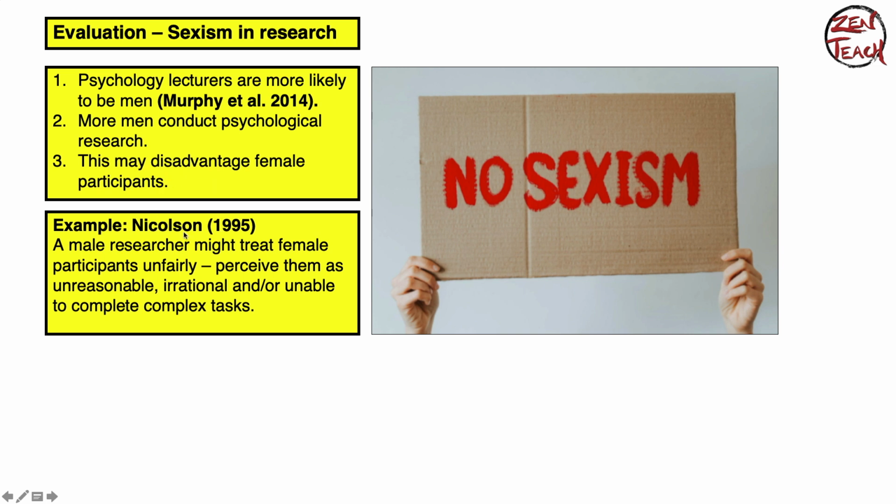So Nicholson, in an earlier study from 1995, said a male researcher might treat female participants unfairly, perceive them as unreasonable, irrational, and or unable to complete complex tasks. Okay. Now that means that the treatment of participants is different depending on the gender. What does this mean? It doesn't mean, right, that male lecturers are somehow misogynistic and do this on purpose. Maybe they do, some of them, but I would generally say that they might do this unknowingly.